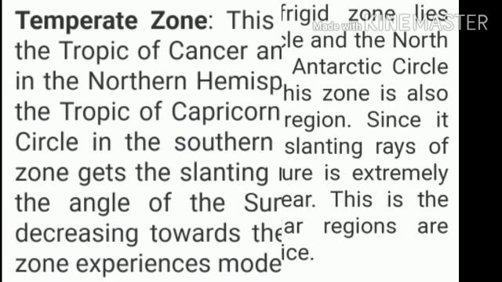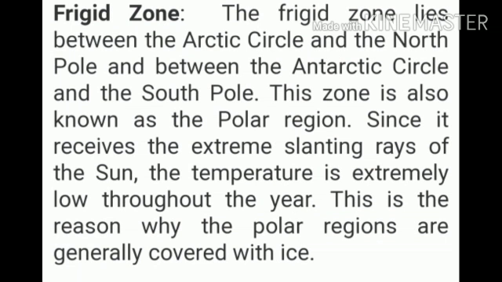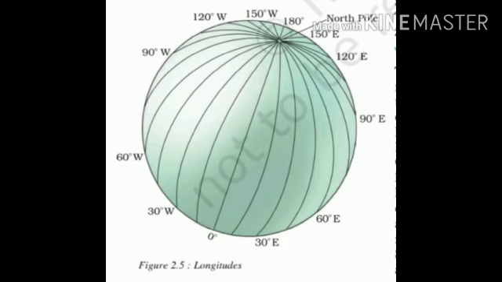Now, we will read about frigid zone. What is a frigid zone? Frigid means cold. The frigid zone lies between the Arctic Circle and the North Pole. As the poles are very cold, this zone is also very cold. Frigid zone lies between the North Pole and the Arctic Circle, Antarctic Circle and South Pole. It is also known as the polar region since it receives the extreme slanting rays of the sun. So the temperature is extremely low throughout the year.